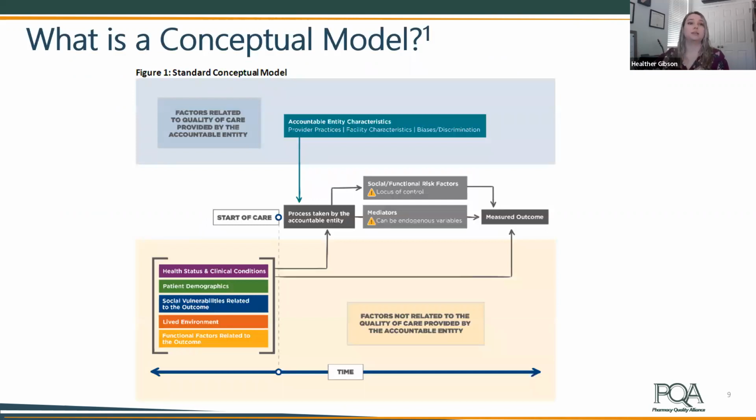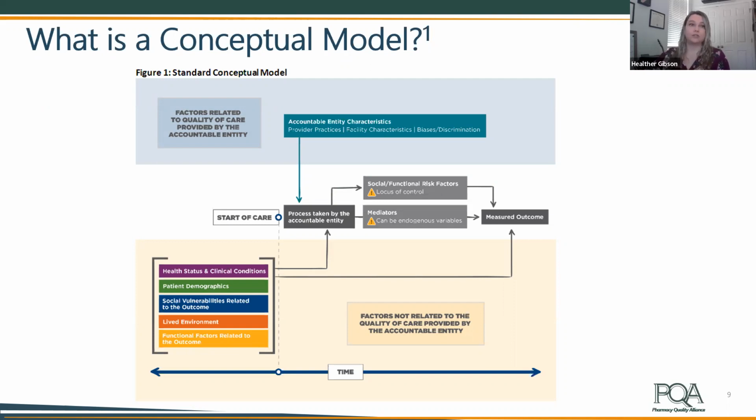So I mentioned the conceptual model on the previous slide, but what actually is it? When deciding on whether or not to risk adjust and what factors to include, the National Quality Forum strongly recommends using the conceptual model, which helps us identify which factors could be appropriate for risk adjustment. In essence, a conceptual model helps us understand what factors are related to the process or outcome being measured, and whether those are even under the control or influence of the measured entity.